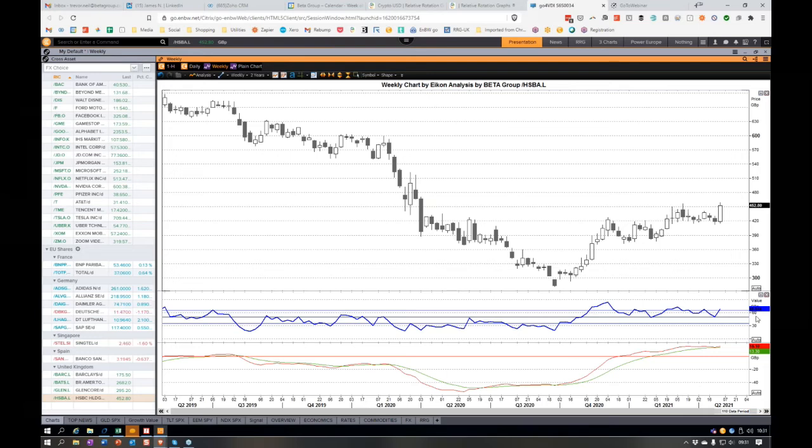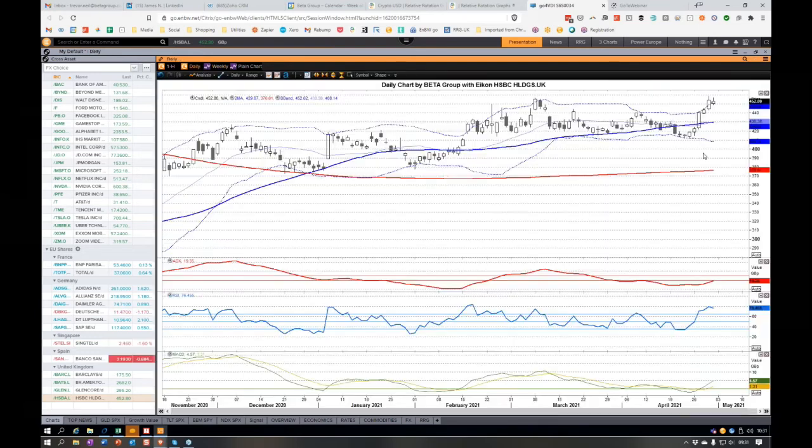HSBC is the other one I wanted to draw your attention to, because I think that's about to make its break upwards. So here it is, testing this 450 level. I think it's going to break it successfully, and we've had a pullback, which now seems to be complete. You see it got down here below 350, inside a long-term uptrend. That's really good.